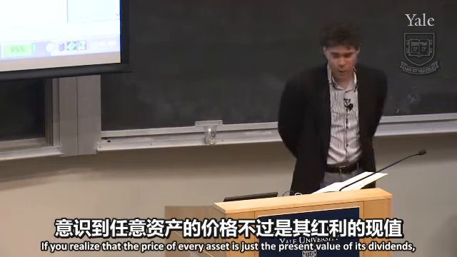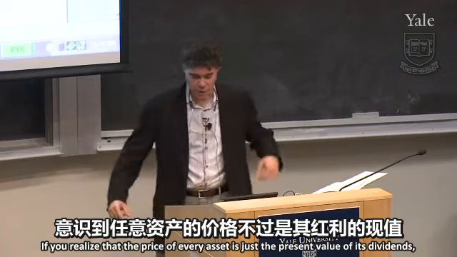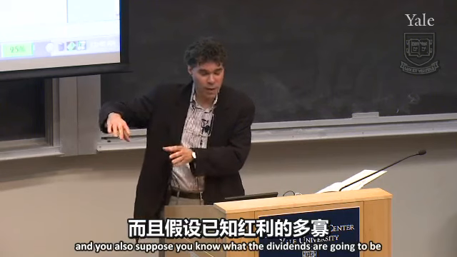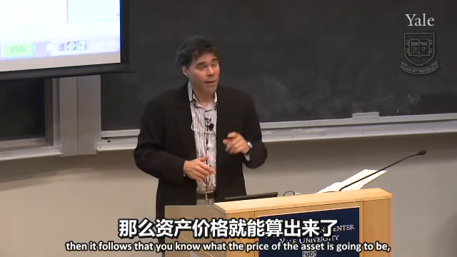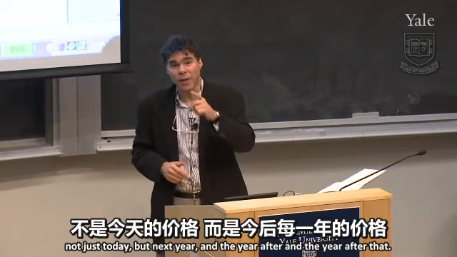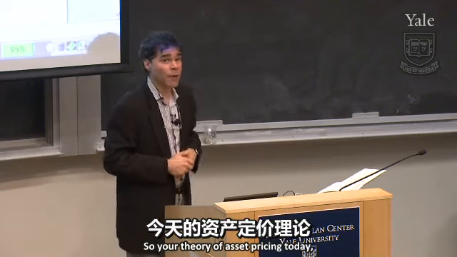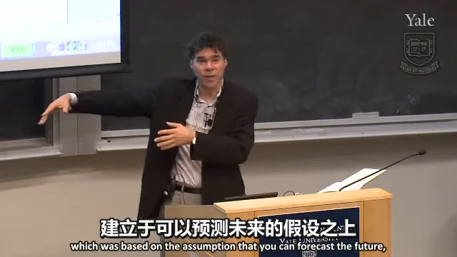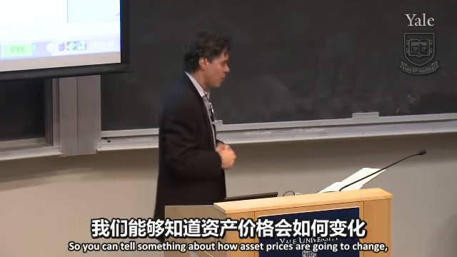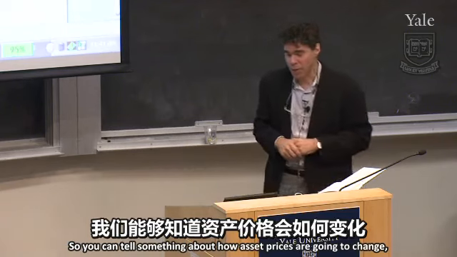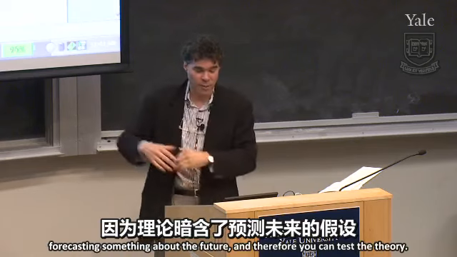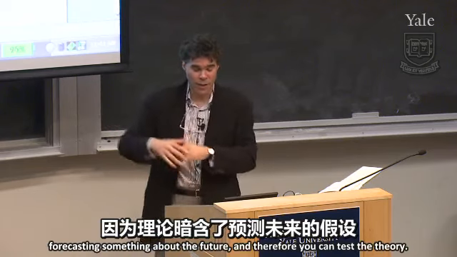If you realize that the price of every asset is just the present value of its dividends, and you also suppose that you know what the dividends are going to be and what the future interest rates are going to be, then it follows that you know what the price of the asset is going to be, not just today, but next year and the year after and the year after that. So your theory of asset pricing today, which was based on the assumption that you can forecast the future, necessarily implies a theory of asset pricing in the future. So you can tell something about how asset prices are going to change, and of course you can also test the theory, because the theory implicitly is forecasting something about the future.